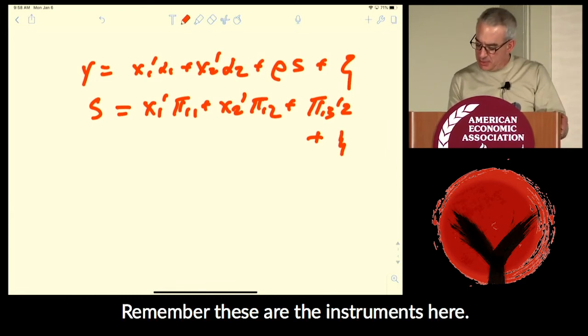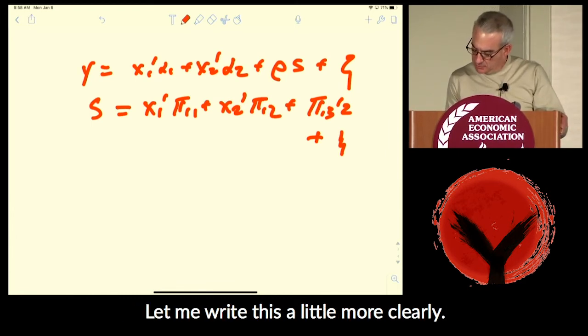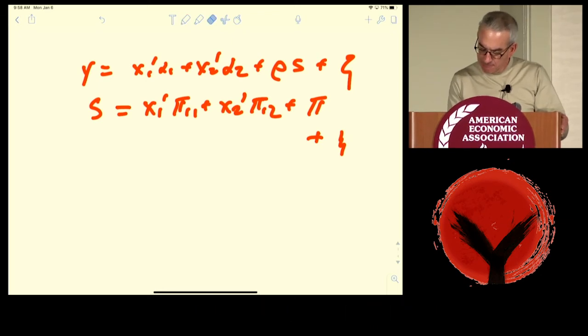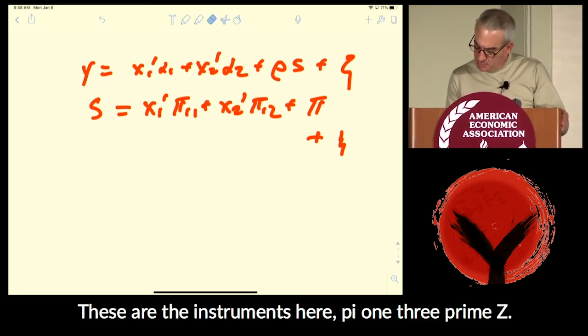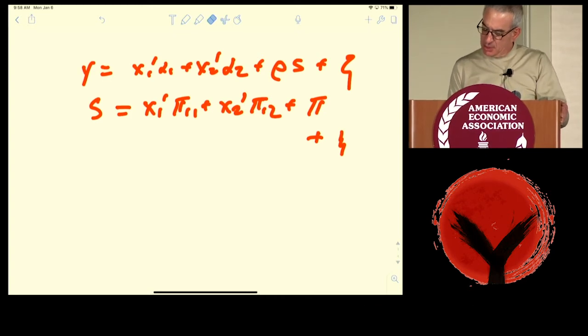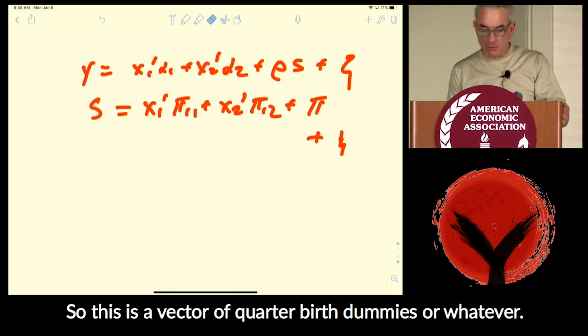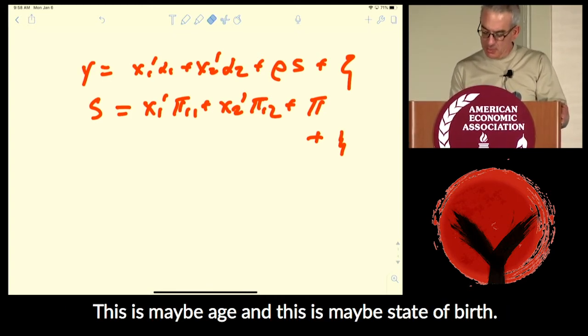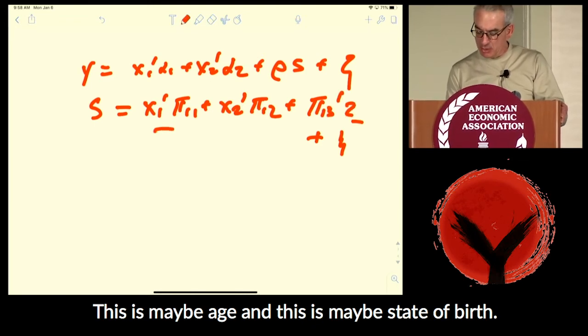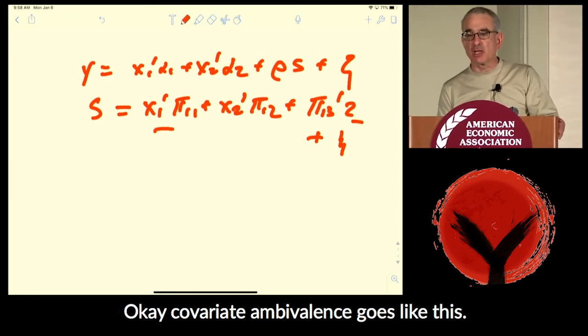Remember, these are the instruments here. Let me write this a little more clearly. These are the instruments here, pi 1 3 prime z. So this is a vector of quarter of birth dummies or whatever. This is maybe age, and this is maybe state of birth. Okay, covariate ambivalence goes like this.